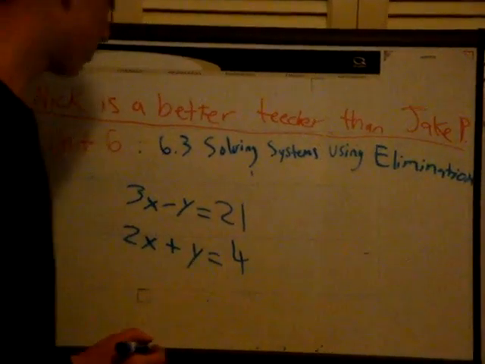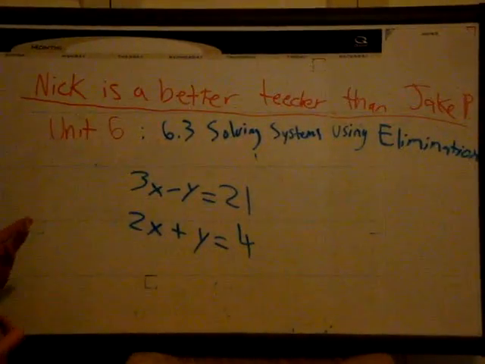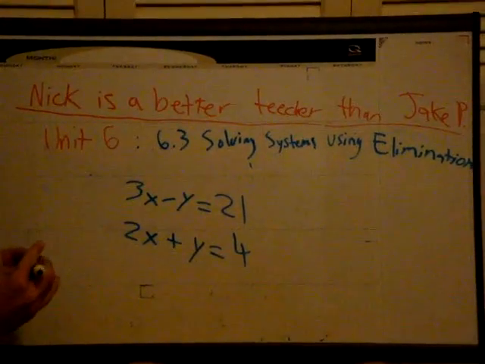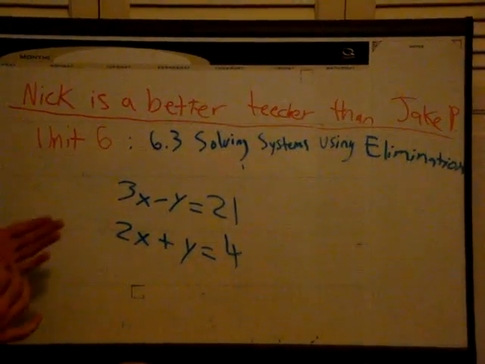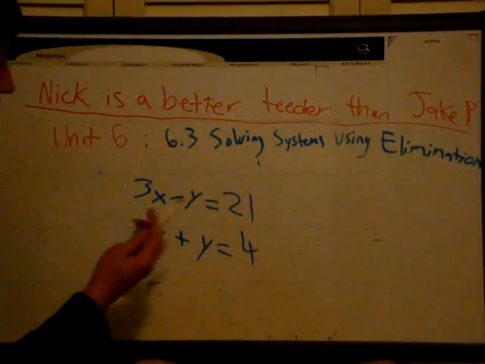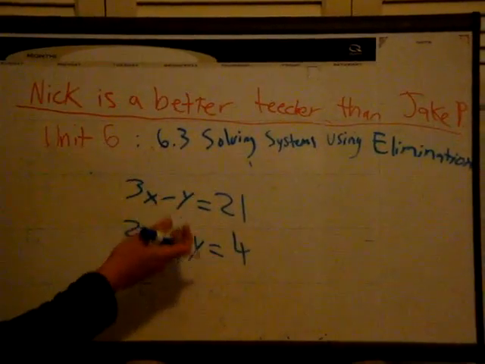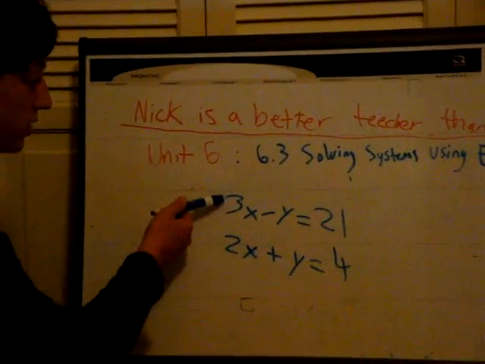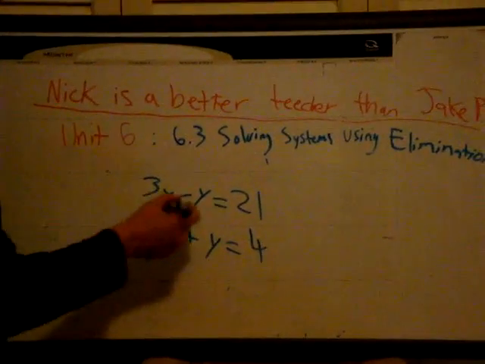Okay, so the trick to solving systems using elimination is that you have to have a matching coefficient. And that means you have to have a variable, in this case y, that has the same number attached to it, basically. So these are both 1y, right? So that would be matching coefficients, or if they were both 6y, or both 8y. But let's say for x, since one's 3x and one's 2x, they're not matching coefficients. But in this case, y is.